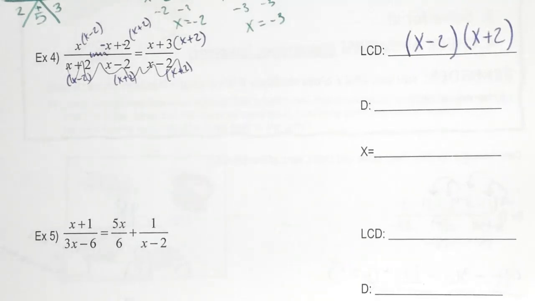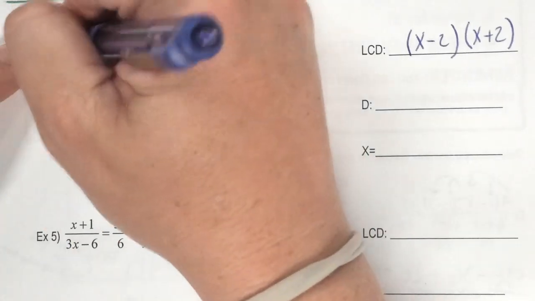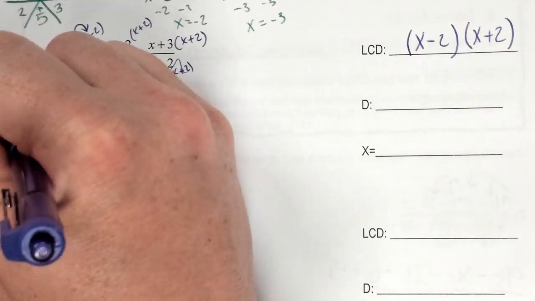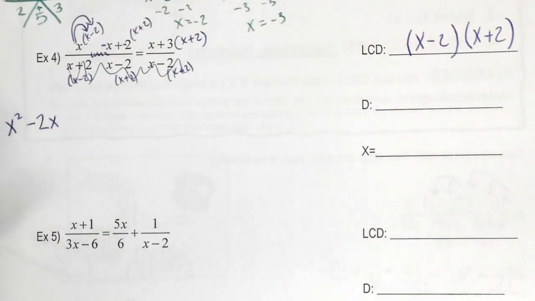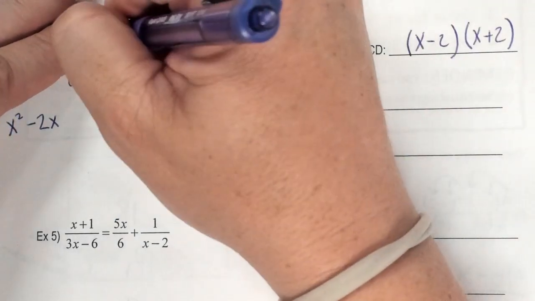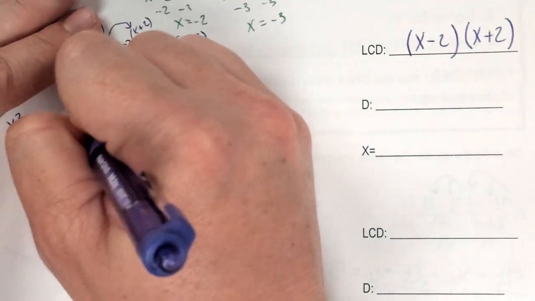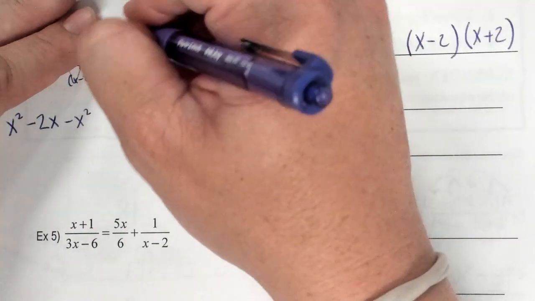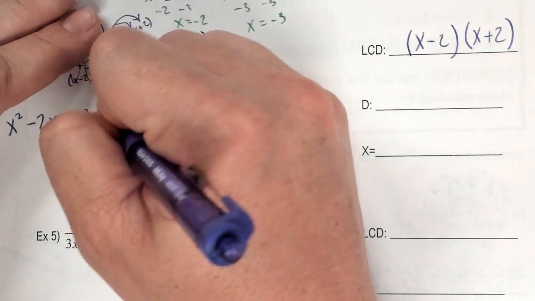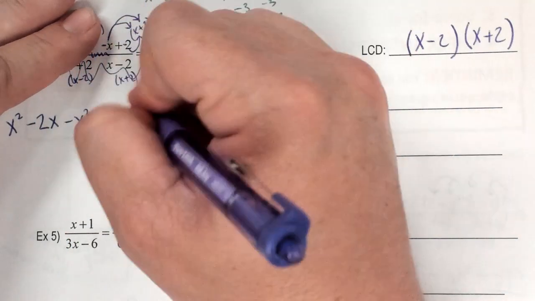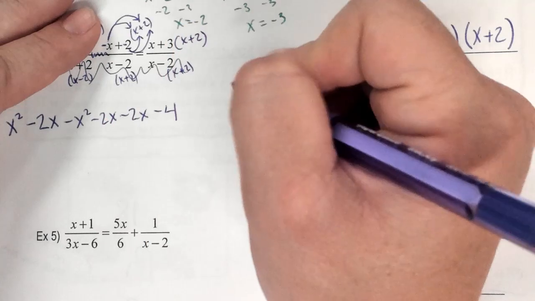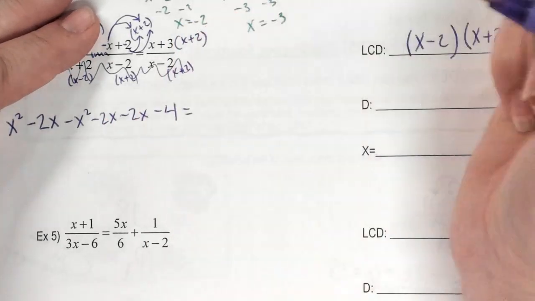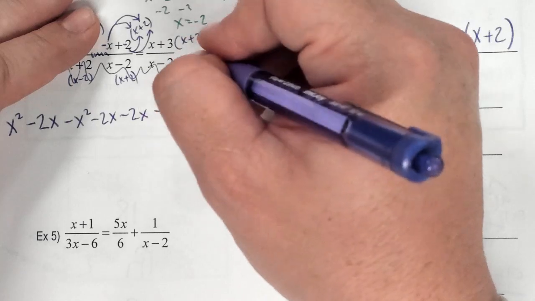Now this one looks really gross until we simplify it, so don't freak out. X times x is x squared. X times negative 2 is negative 2x, so there's my first term multiplied. Here, my second term, I need to double distribute. So negative x times x is negative x squared. Negative x times 2 is negative 2x. Negative 2 times x is negative 2x. Negative 2 times positive 2 is negative 4. Equals my last term's multiplication.